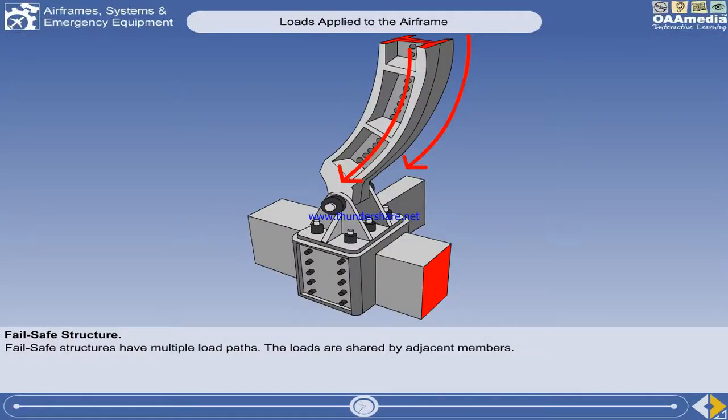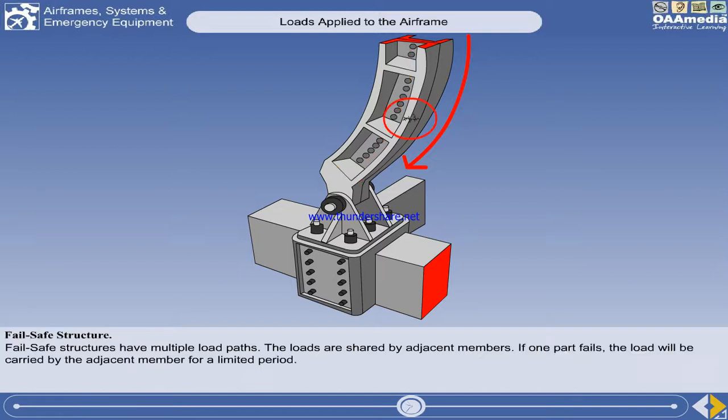A failsafe structure is based on the principle of component redundancy. It has multiple load paths in parallel, which means that the loads are shared by adjacent members. Therefore, if one part fails, the load will be carried by the adjacent member for a limited period. This must be until at least the next periodic inspection.